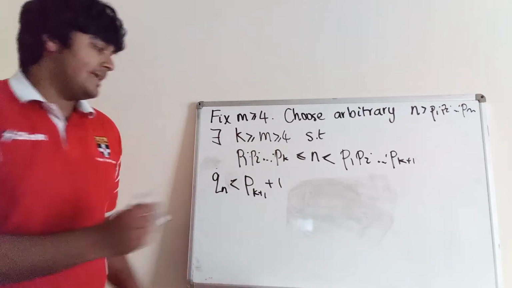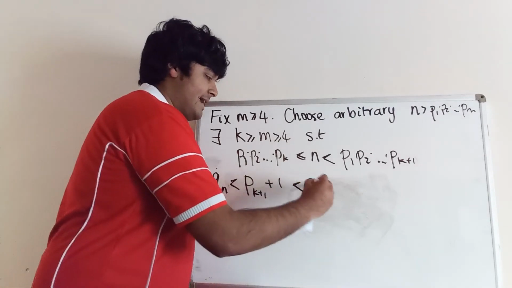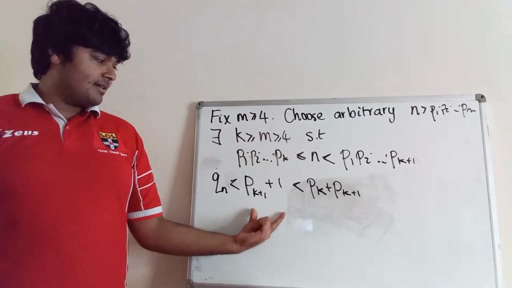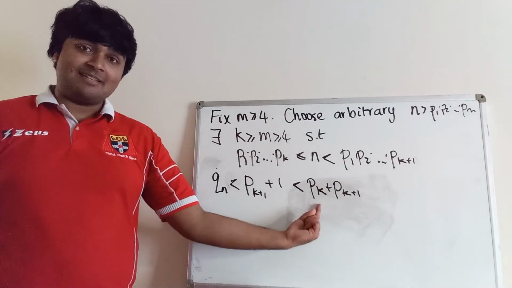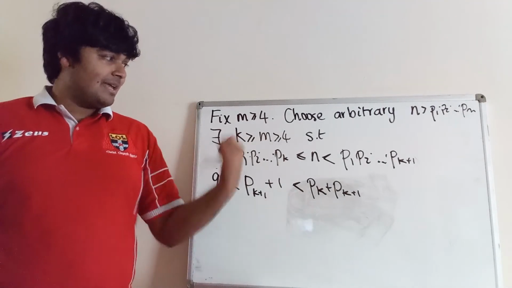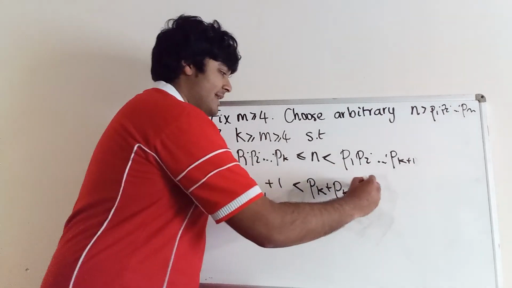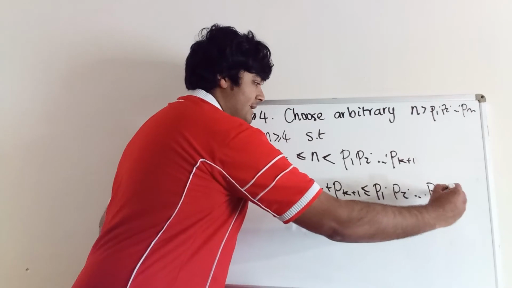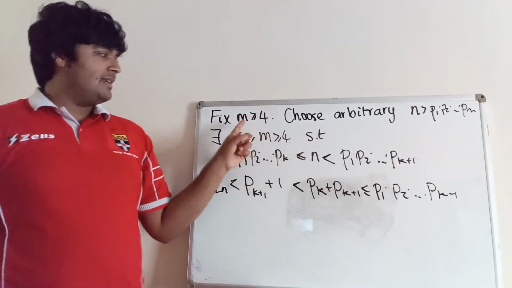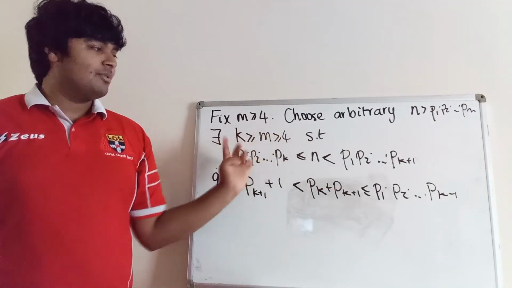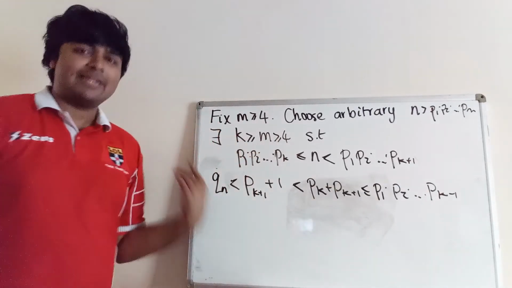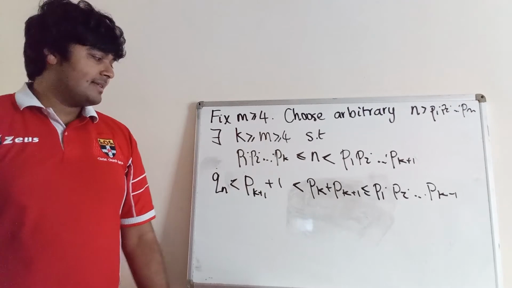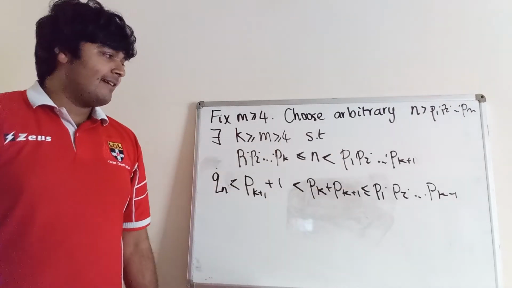But this thing here is certainly strictly less than pk plus 1, because 1 is certainly less than pk. And by the lemma we just had, this is going to be less than or equal to p1 times p2 times all the way up to pk minus 1. That's why we need m at least 4, so that k is at least 4, so k minus 1 is at least 3, and we can indeed apply the lemma. So Qn is strictly less than that.